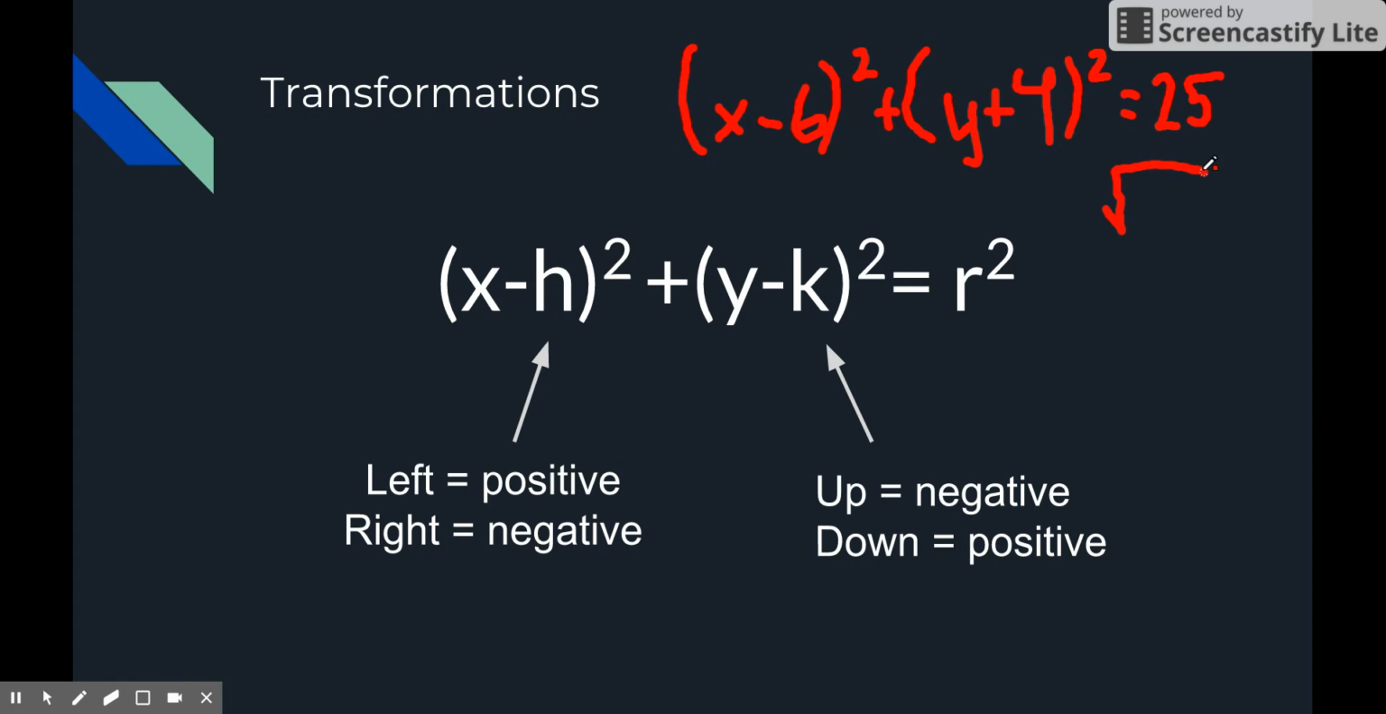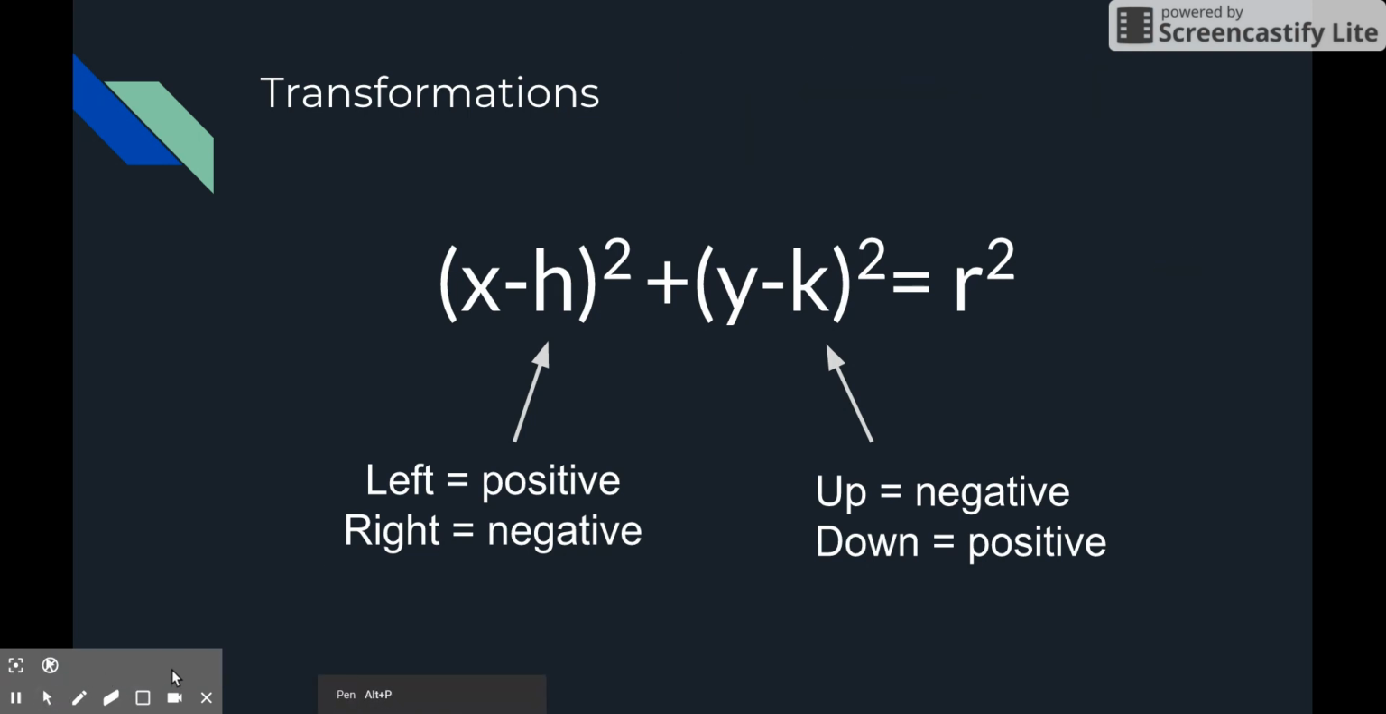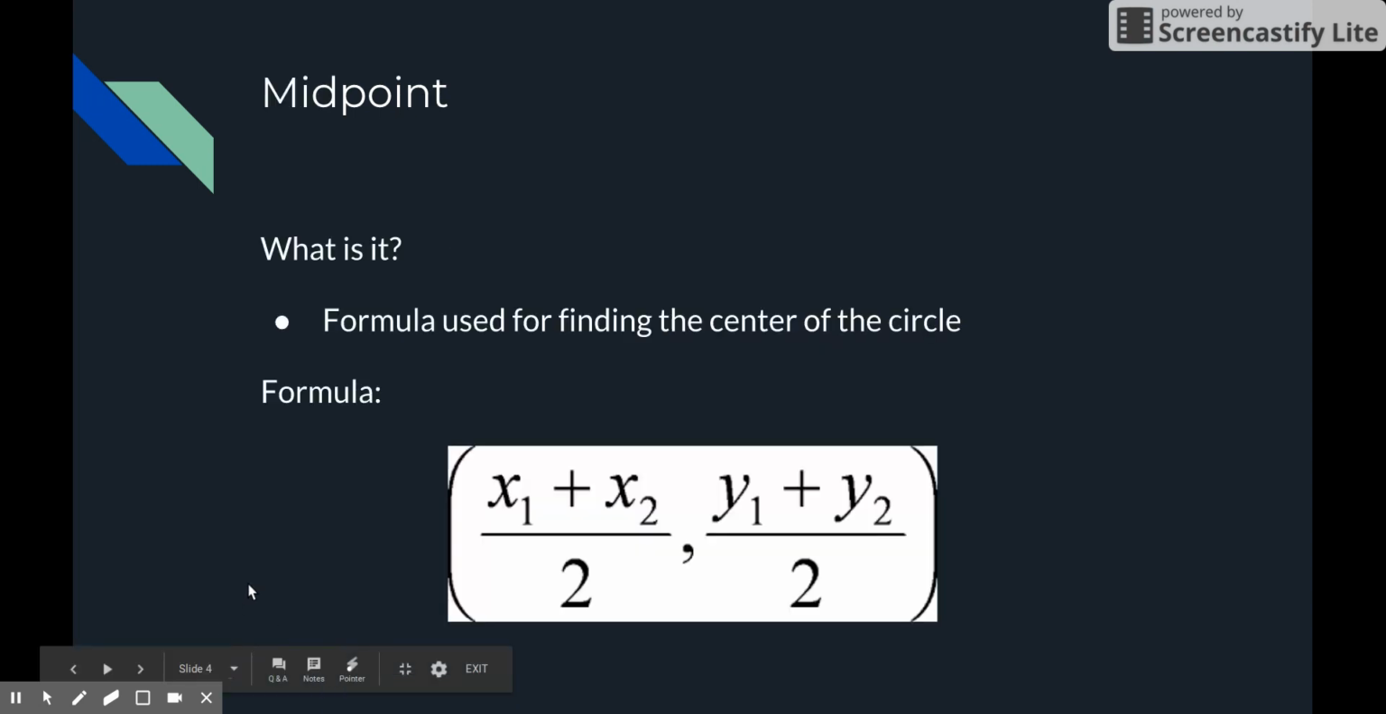Midpoint is used to find the center of the circle. The formula for midpoint is (x1 plus x2) over 2, and then (y1 plus y2) over 2. This might seem a little confusing, but it will all make sense with this next example. So let's say you're given a circle with endpoints (4, 4) and (6, 10).